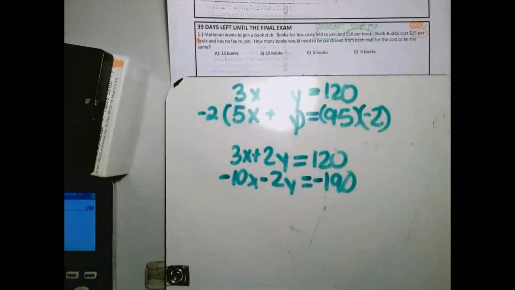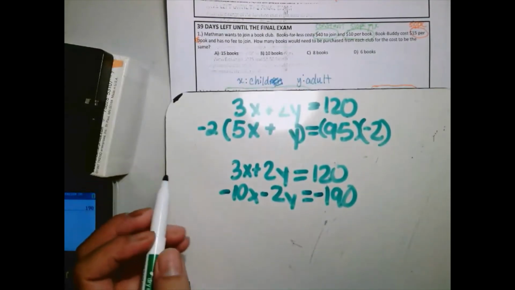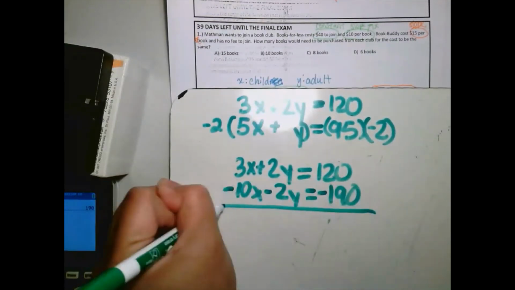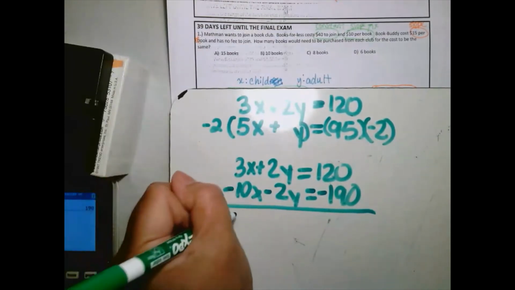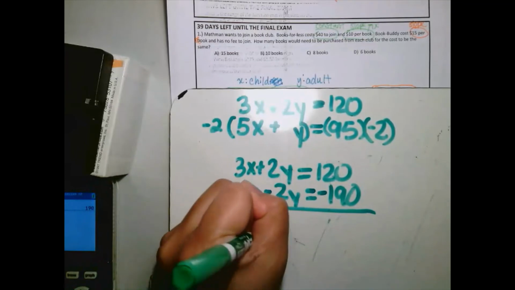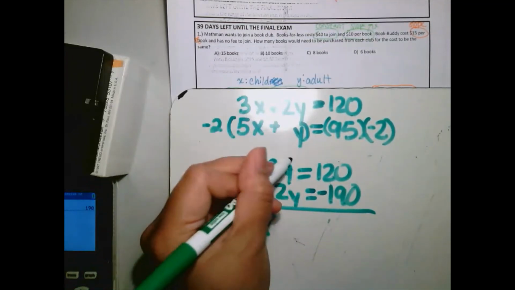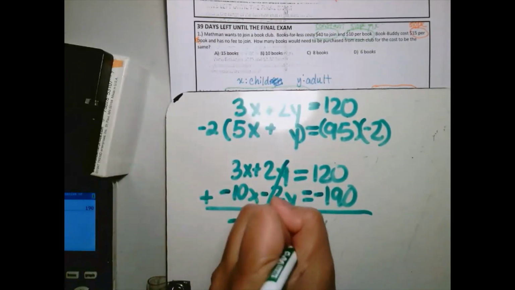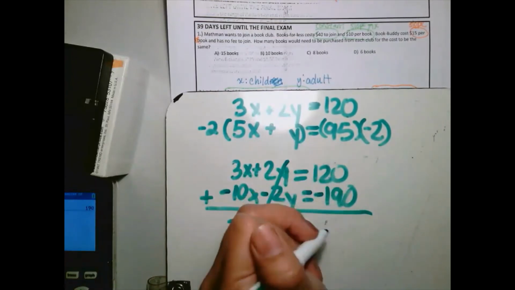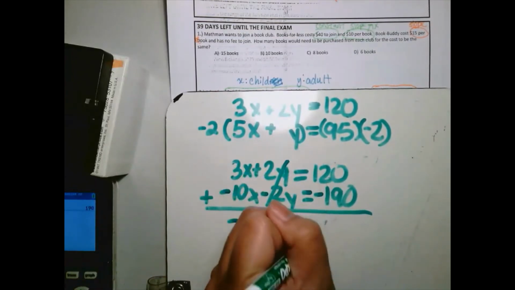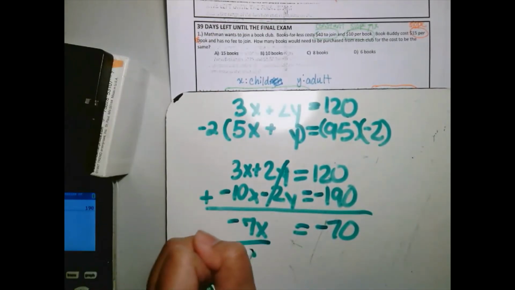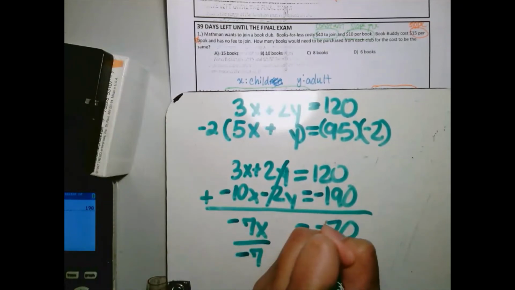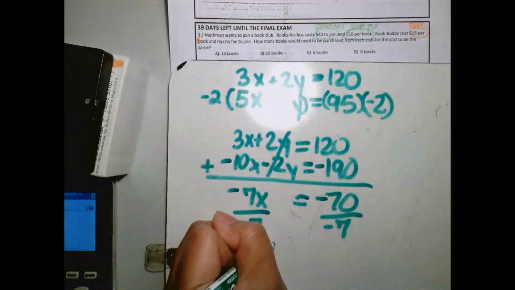So I'm going to cover my problem real quick. Now that that's set up, if I add my system of equations, 3x plus negative 10x is negative 7x. 2y and negative 2y cancel out. 120 plus negative 190 is the same thing as 120 minus 190, which is negative 70. And then to solve for x, I'll just have to divide by negative 7 on both sides. So x would have to equal 10.